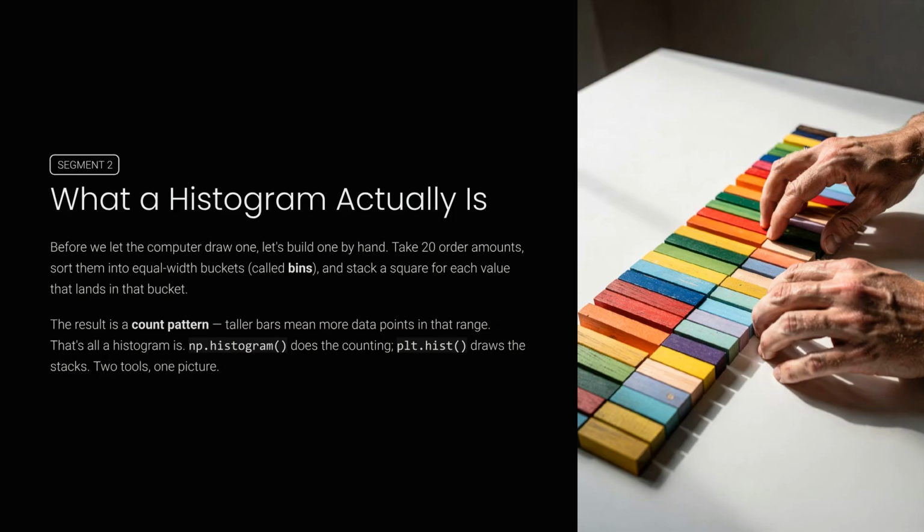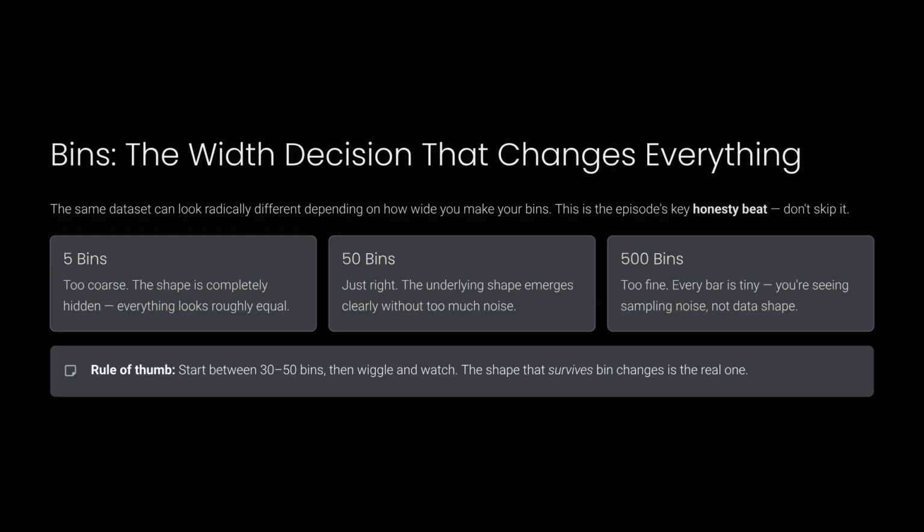A histogram is just a way to count data in equal-width buckets or bins. Taller bars simply indicate more data points within that range. It turns raw counts into a clear pattern. Choosing the right bin width is crucial. Too few bins hide the shape, while too many create misleading noise. Always experiment to find the bin count that reveals the underlying signal.